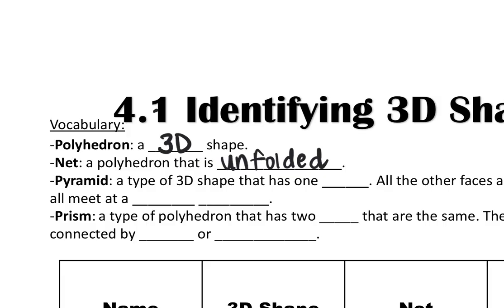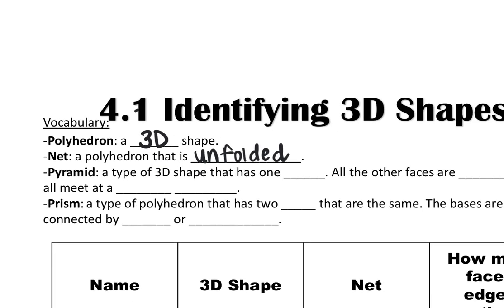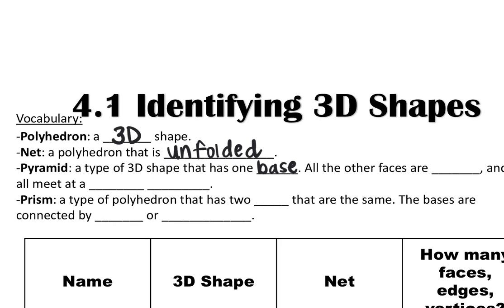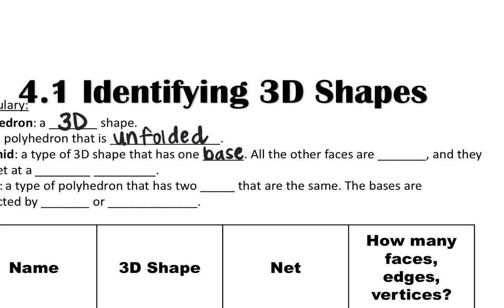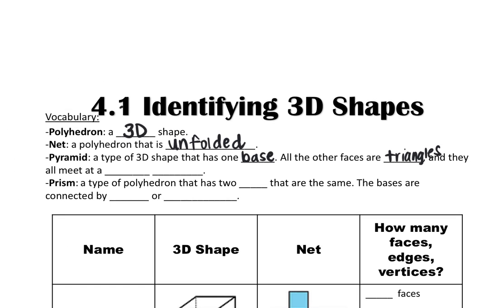What about a pyramid? A pyramid is a type of 3D shape that has one base. So a pyramid has one base and all the other faces are triangles. I'm running out of space. And they all meet at a single point. So something that distinguishes between a pyramid and a prism is that you'll see that peak at the top where all of the faces are connecting.